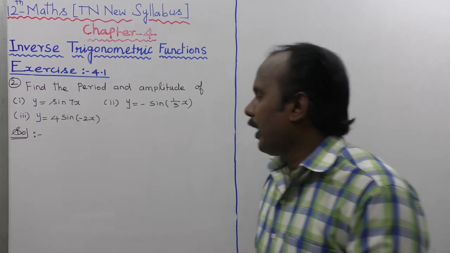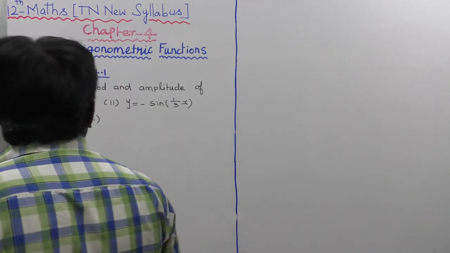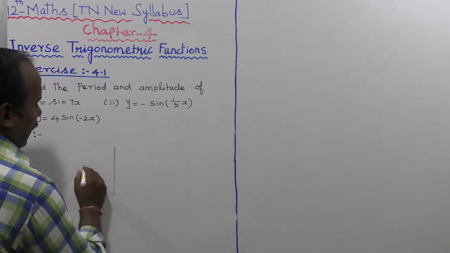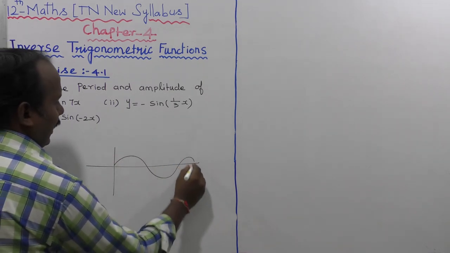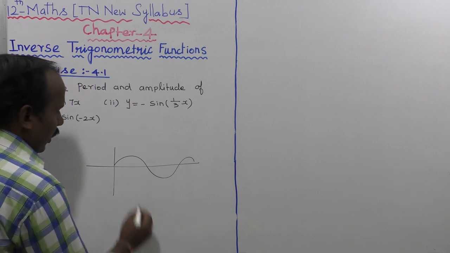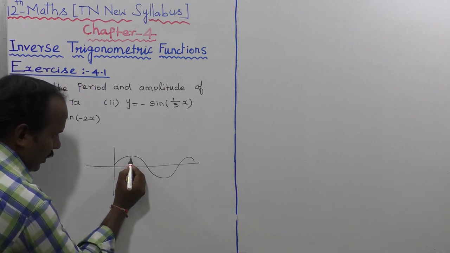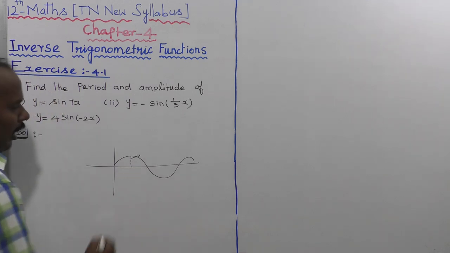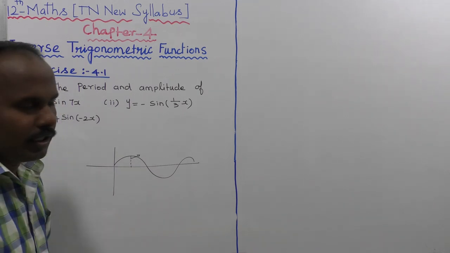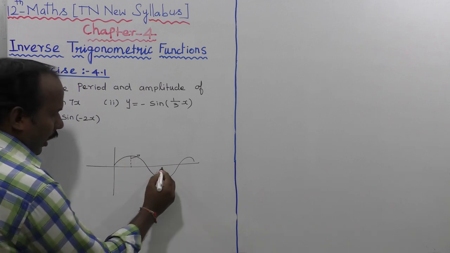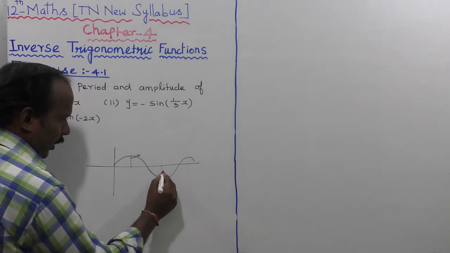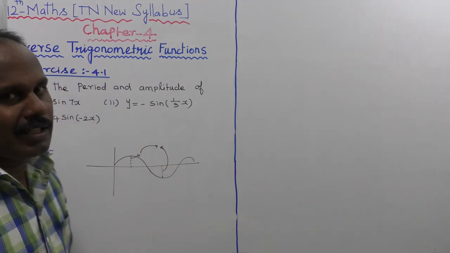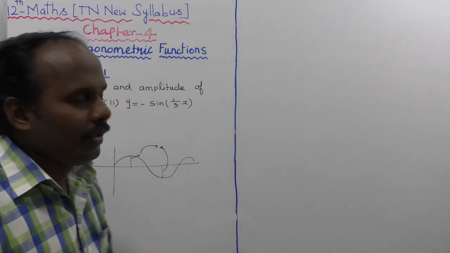Period is the length and amplitude is the distance. So, if we consider a sin x graph, this is the sin x graph. This is the highest point we reach; the distance to the highest point is the amplitude. So, these are the definitions for y is equal to sin x.